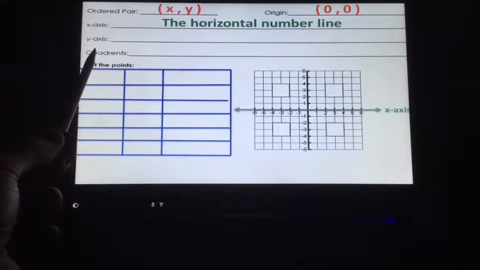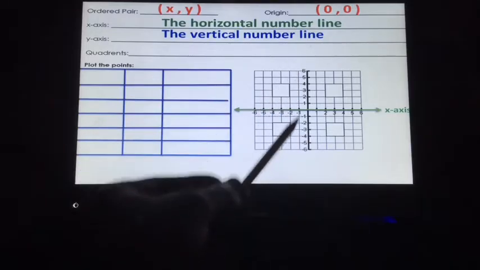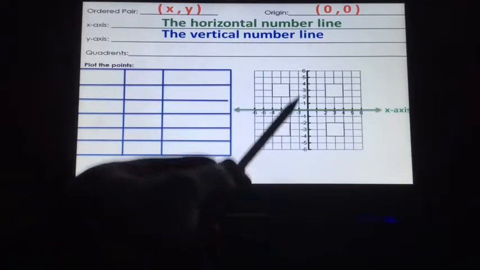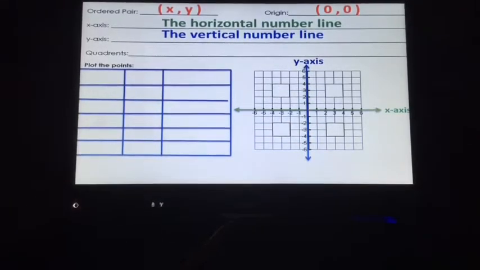Now the y-axis, that's the vertical number line. Okay, and the vertical number line is the one that goes up and down. So if it's not horizontal, it's vertical. It goes up and down. So I want you to label that as your y-axis.